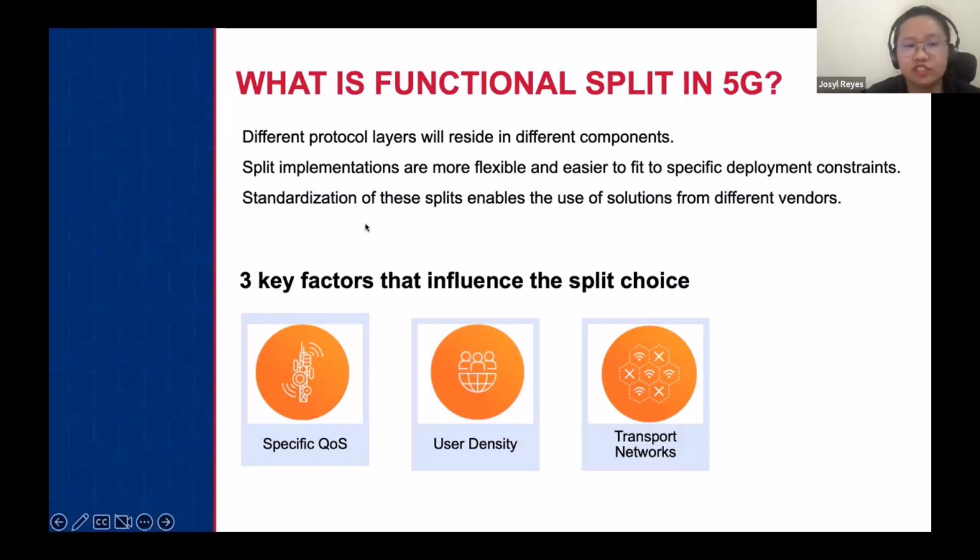And the standardization of these splits would enable the use of solutions from different vendors. If there is a standard being followed by the manufacturers, by the vendors, then it's easier to mix and match the components, mix and match the BBU, mix and match the DU, CU, and the mid-haul interface. Okay, so these are the three key factors in influencing the split choice: the specific quality of service, the user density, and the transport network in the particular network of the telco.